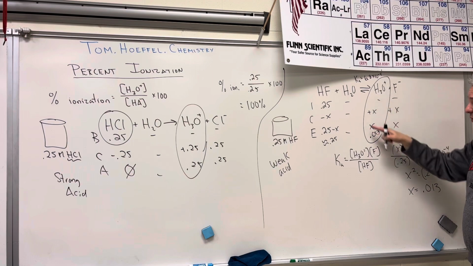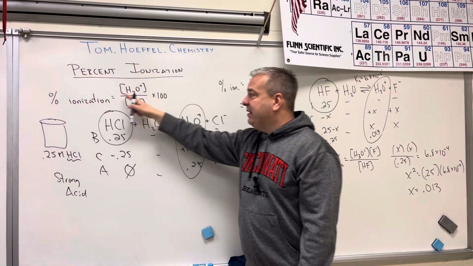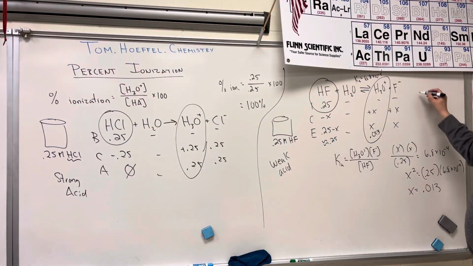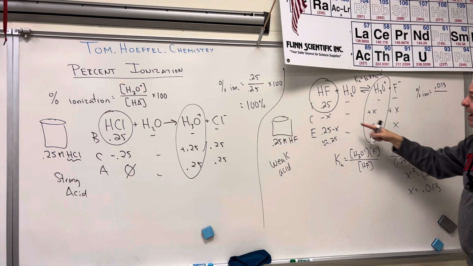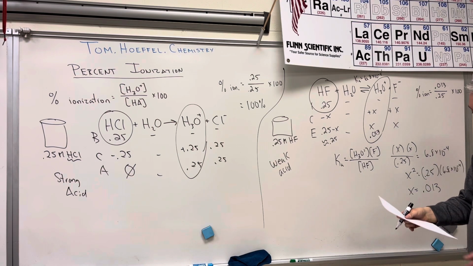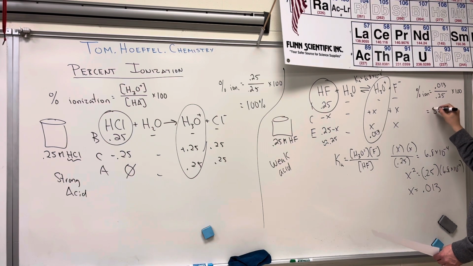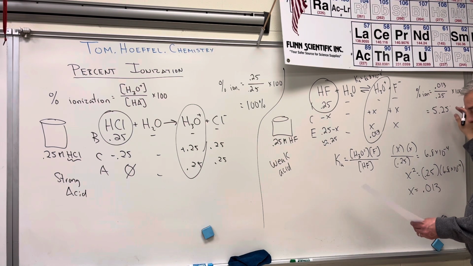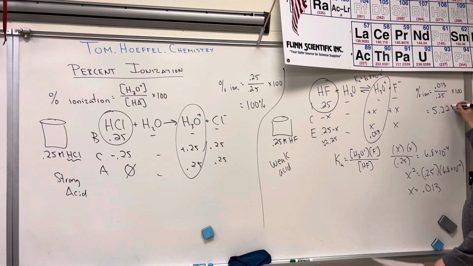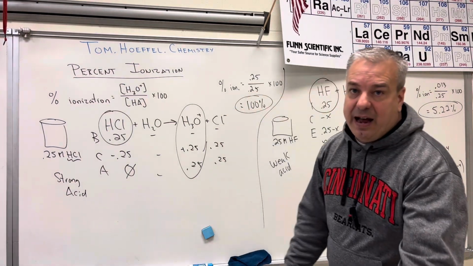Now that 0.013 is the part that I'm interested in, because I'm interested in the hydronium ions and how many hydronium ions were created from the weak acid. And I'm just going to plug them back into this equation for percent ionization. So for percent ionization, the amount of hydronium that I got, 0.013, out of what I started with, 0.25, times 100. And if I take 0.013 and divide it by 0.25 times 100, I get a percent ionization of only 5.22%, okay, which is far less than the 100% that I got with the strong acid.